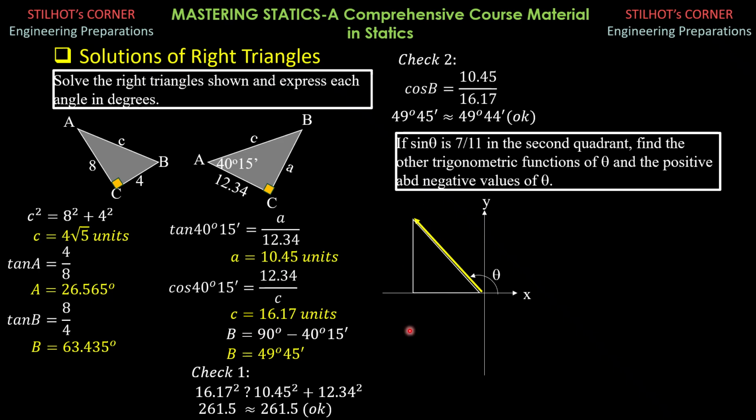Then we superimpose the right triangle here. This is 11, the hypotenuse. Opposite is 7, y, and xa is to be computed by Pythagoras theorem. Because the terminal side of the angle is in the second quadrant, we know that the x-coordinate of the point in the second quadrant is negative. So using Pythagoras theorem, 11 squared equals 7 squared plus xa squared.